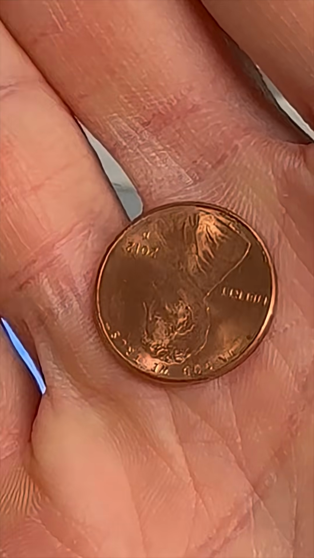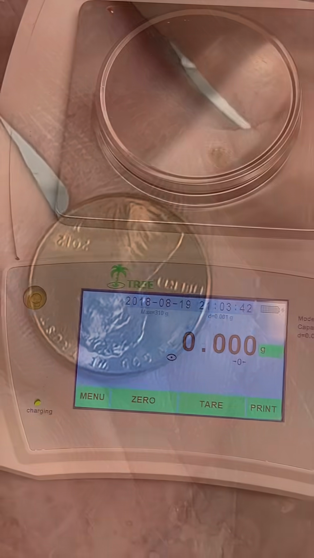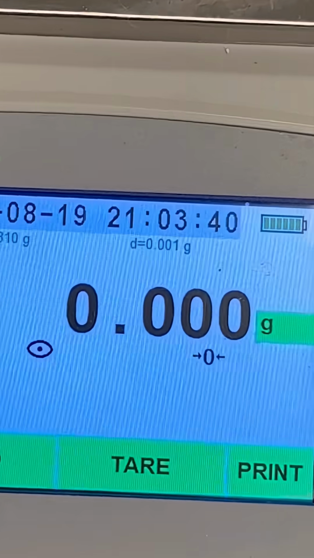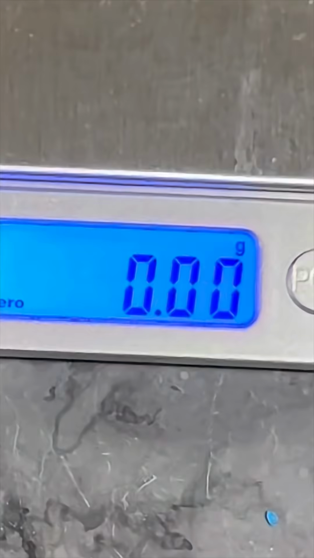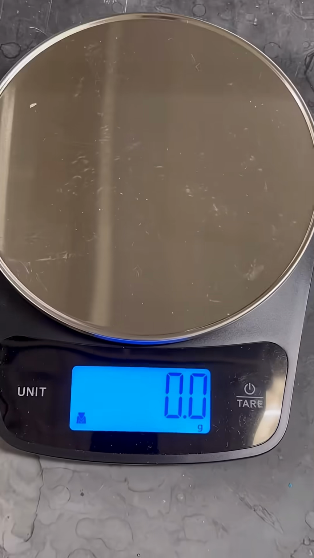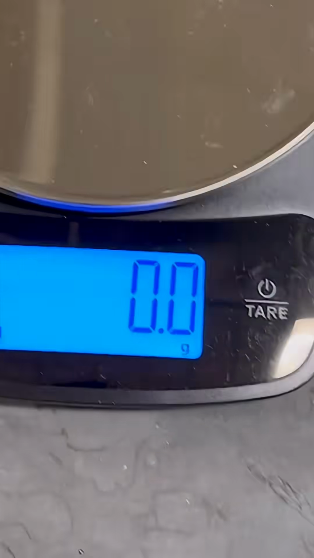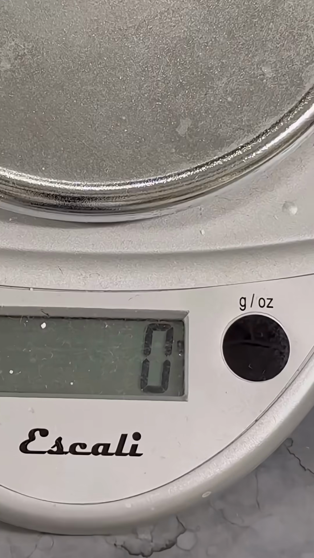Watch what happens when I measure this penny on 4 different balances. The first one measures to the nearest thousandth of a gram. The second balance measures to the nearest hundredth of a gram. The third balance measures to the nearest tenth of a gram. And the last balance only measures to the nearest gram.